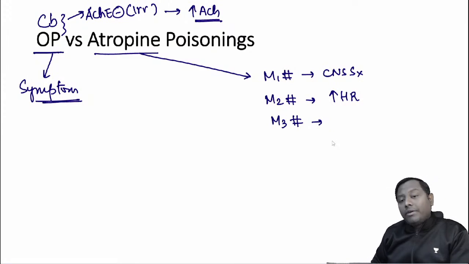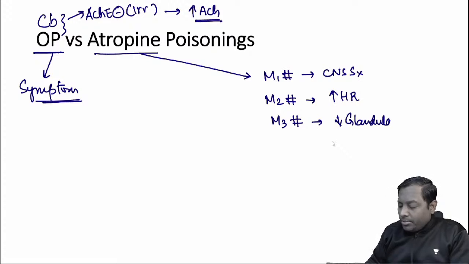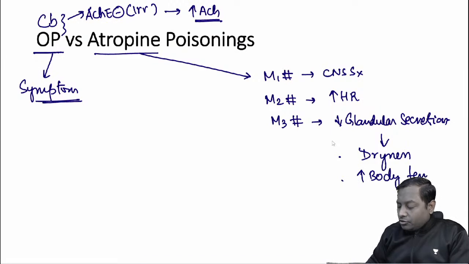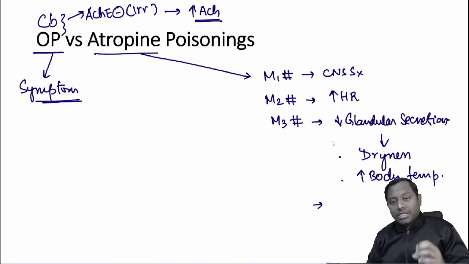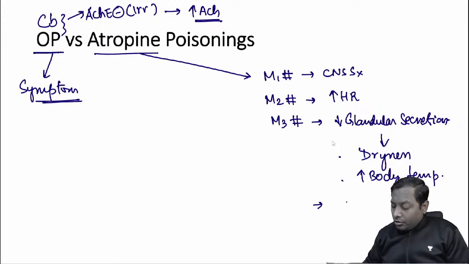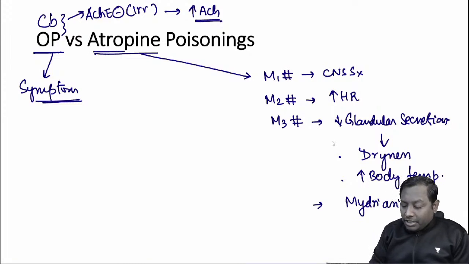M3 blockade will lead to what kind of problem? There will be a decrease in the glandular secretion. Because of the decrease in glandular secretion, what will be the outcome, guys? There will be dryness. You can even understand there will also be an increase in the body temperature. M3 is also present on the circular iris muscle, which is responsible for constriction. If you block this, there will be dilatation. So there is also going to be mydriasis. So just remember, with atropine, everything will be on the top.